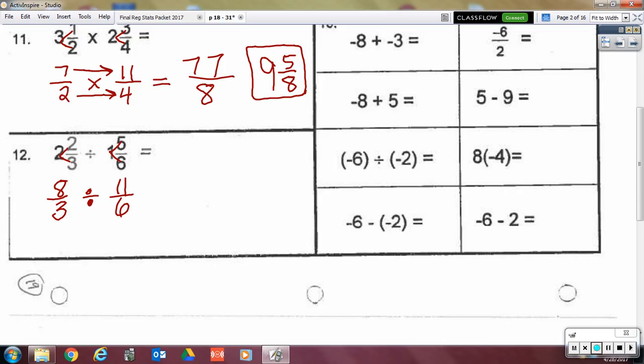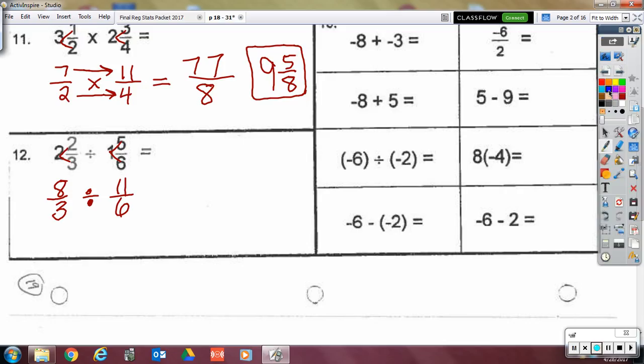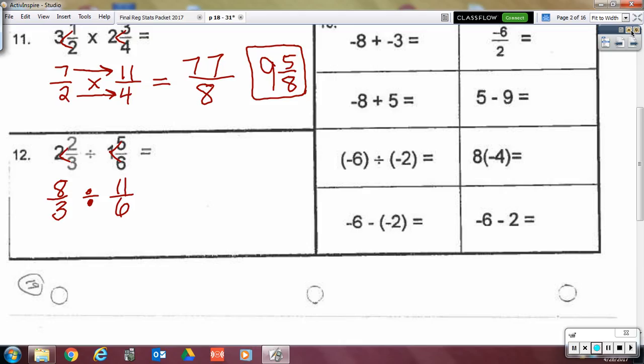You cannot divide fractions. You multiply by the reciprocal, so keep the 8/3 the same, and this changes to times 6/11. Now we do it just like above. Wait, can you read? Okay, so I first boomeranged 6 plus 2, 8/3, and then this boomerang, 6 plus 5 is 11/6.